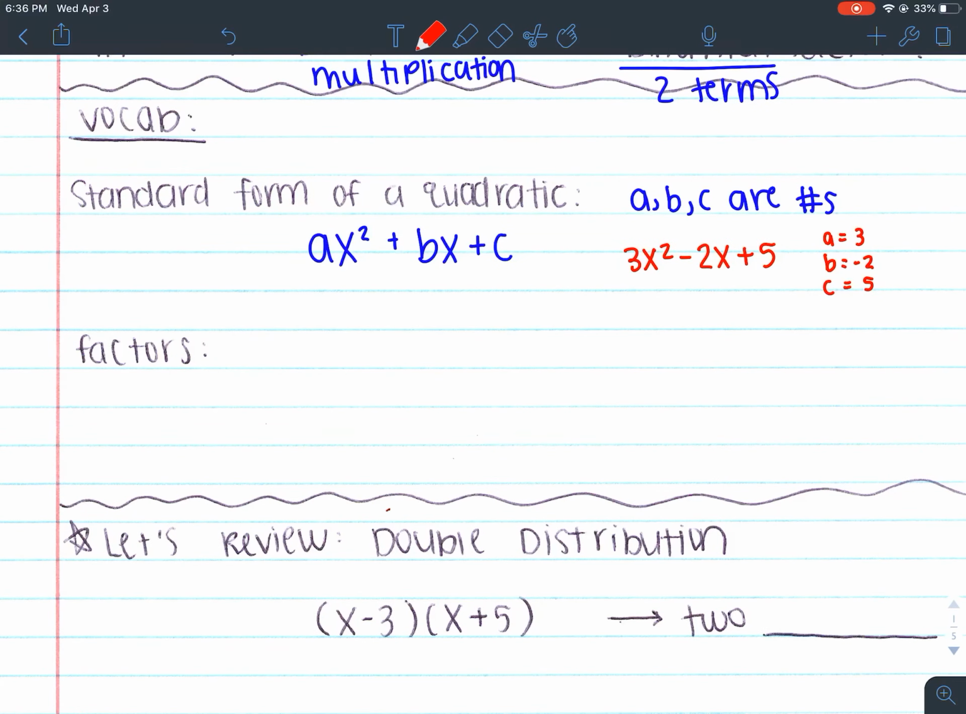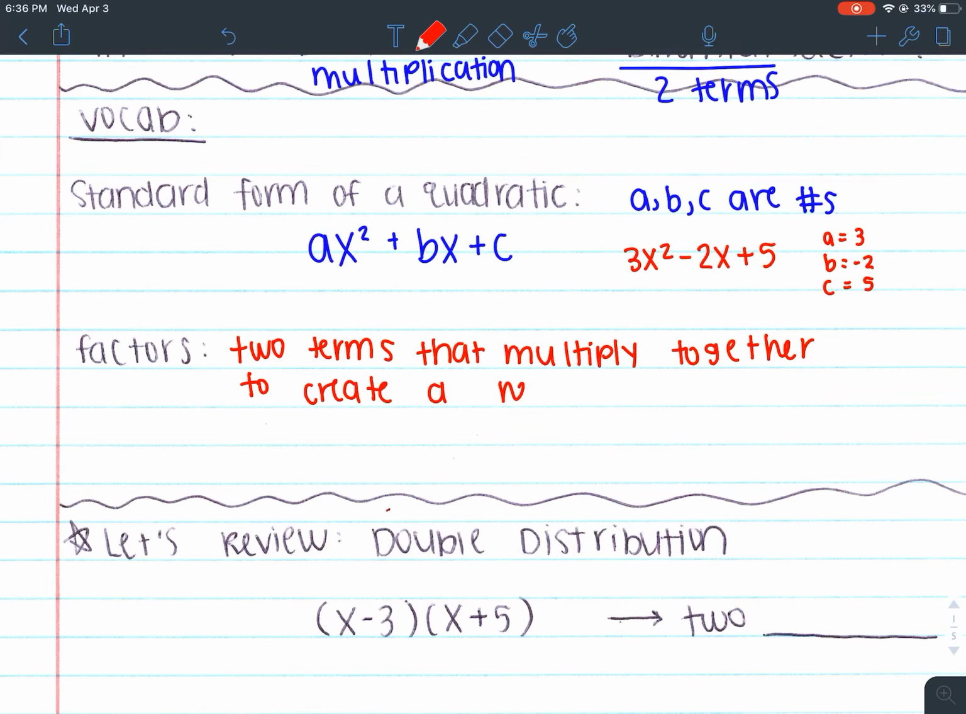Factors are 2 terms that multiply together to create a new expression.